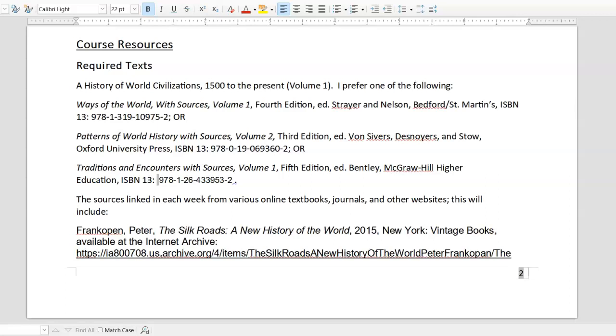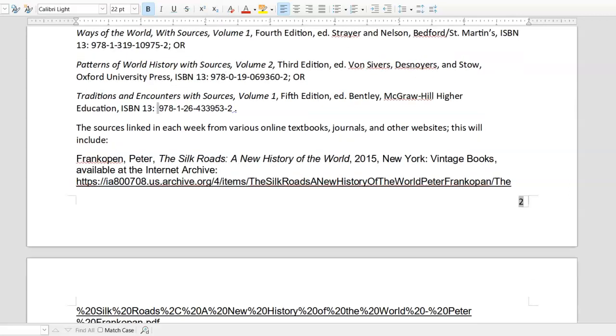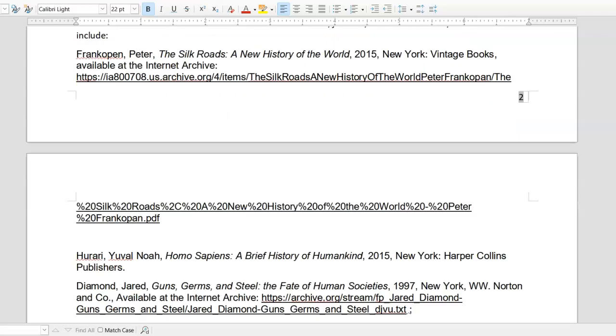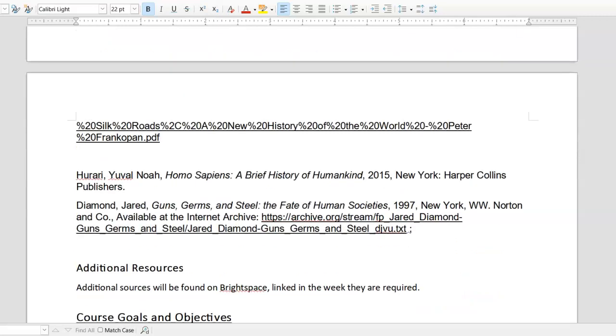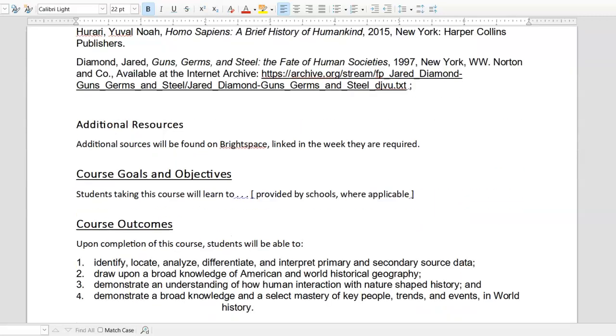Other sources that are provided for you on D2L or Brightspace will include Frankopan's The Silk Roads, which is also available through archive.org, hence the reason I have that there. Harari's Sapiens, an actually wonderful, wonderful book. I have photocopied, scanned the sections you'll need from it. They are also available on Brightspace, as are the sections from Guns, Germs, and Steel, though you may also find it on archive.org. So these three other sources we will be using, but I have provided those for you. So unless you really want to buy a copy, you don't have to.